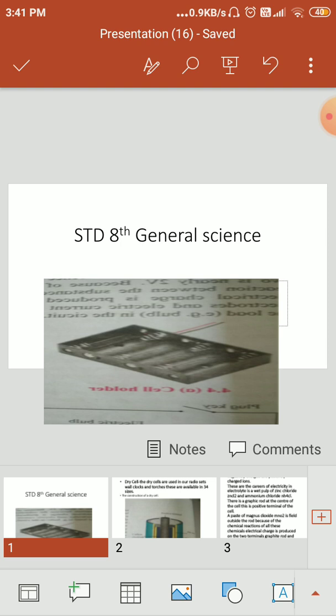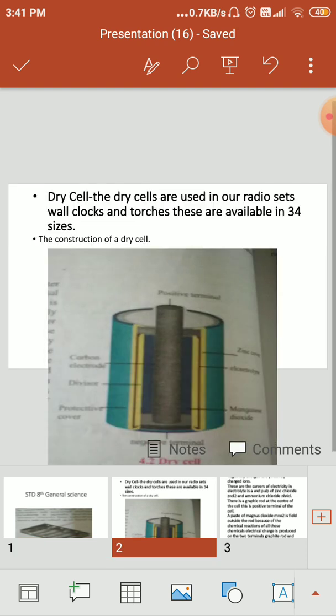Now come to our point, dry cell. Look at the picture here. The picture of a dry cell is given. Dry cells are used in our radio sets, wall clocks and torches. These are available in 3-4 sizes.